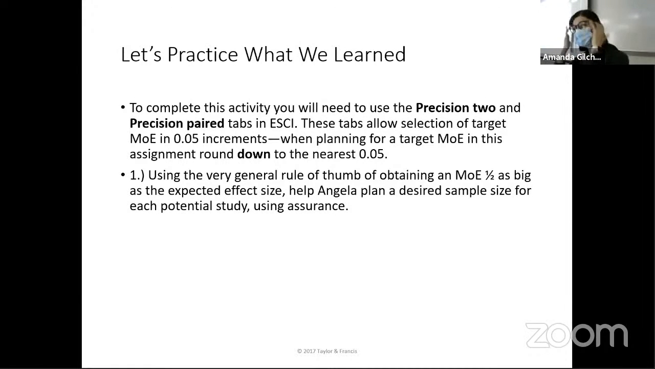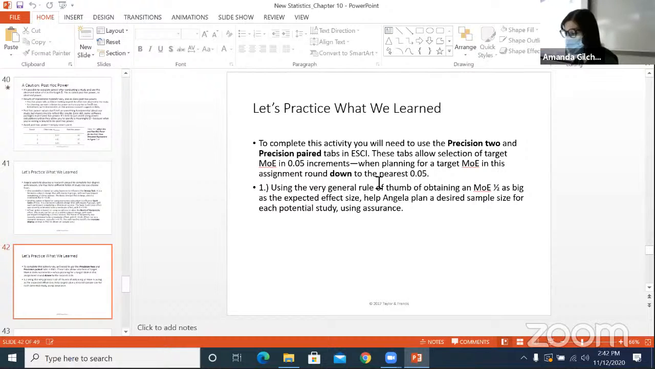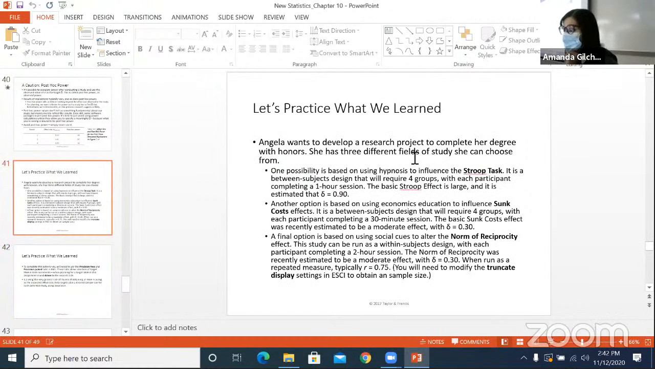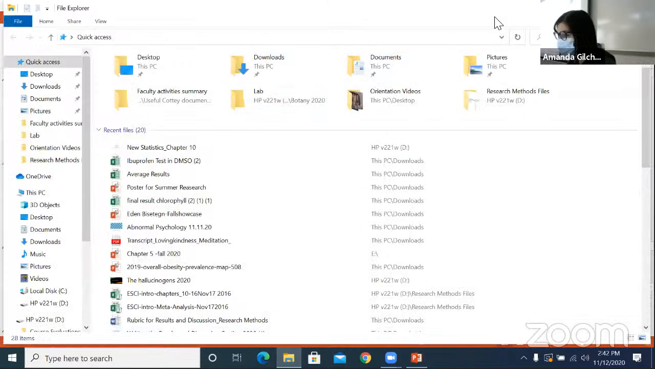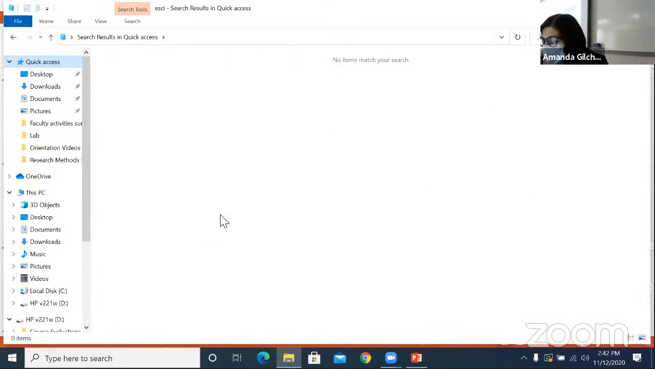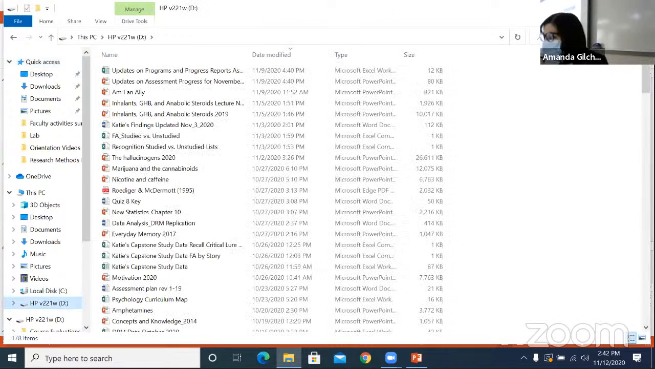So the general rule of thumb that we want for planning here is we want a margin of error that is basically half the size of the expected effect size. So we're going to go ahead and I'm going to go back here and pull up ESCI. Old pesky ESCI. Okay. Give me my ESCI. Oh, there we go. It kind of needs to be here.